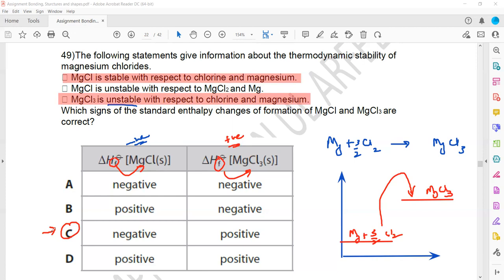The substance which is more stable will have a lower energy in the energy diagram, and the substance which is less stable will have a high energy. Is it clear? This is how we work out the sign for enthalpy change of formation or enthalpy change. If you have any doubt or you want me to repeat, just let me know.